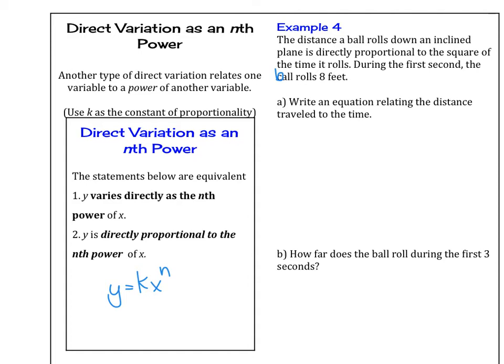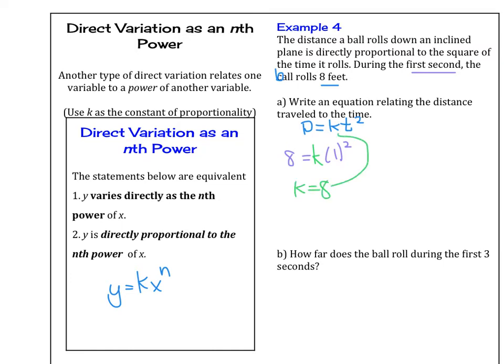So we're going to write an equation relating the distance traveled to the time. Right now we have distance equals k times t squared. The distance we were given was 8 feet, so we can plug that in. Distance equals 8 feet. We're trying to figure out what k is. And then time, it says the first second, so that is 1 squared. Therefore we know that k equals 8.